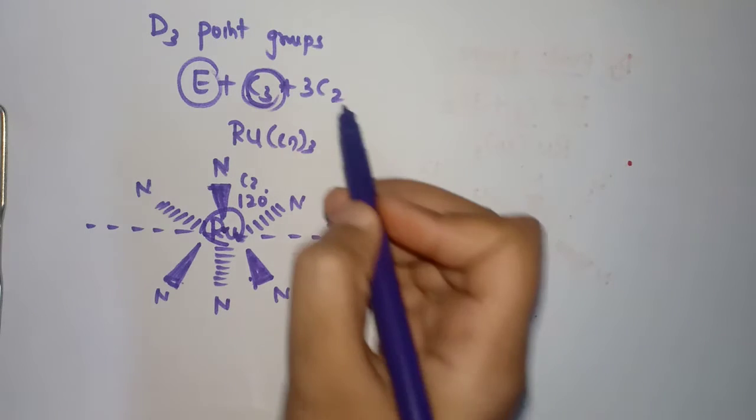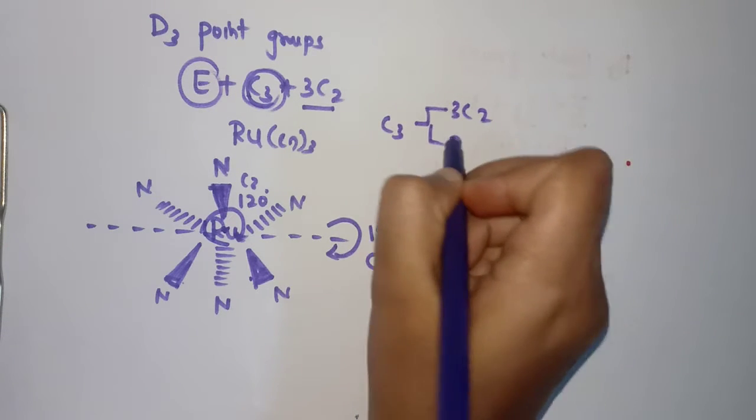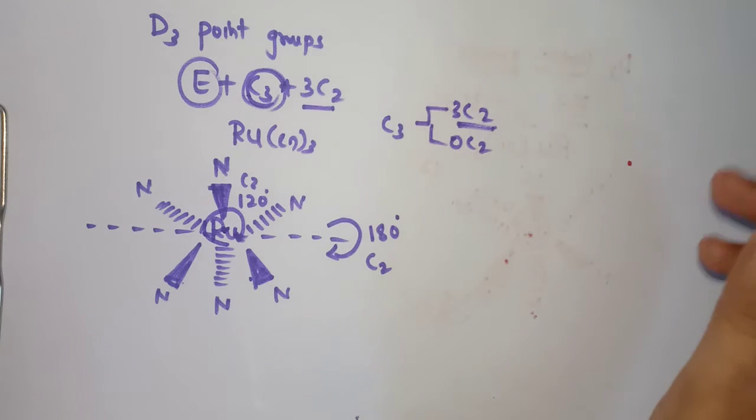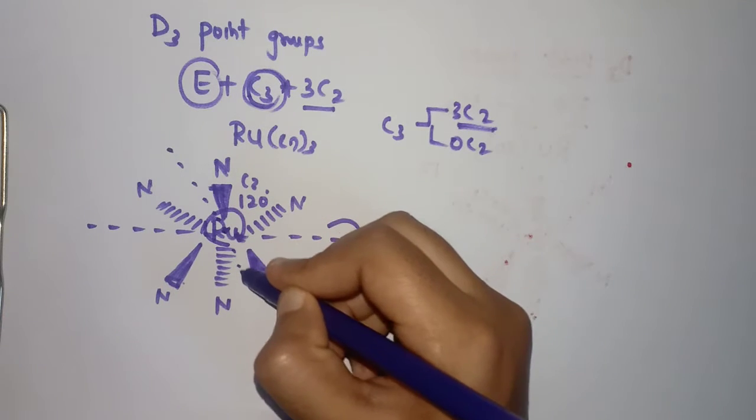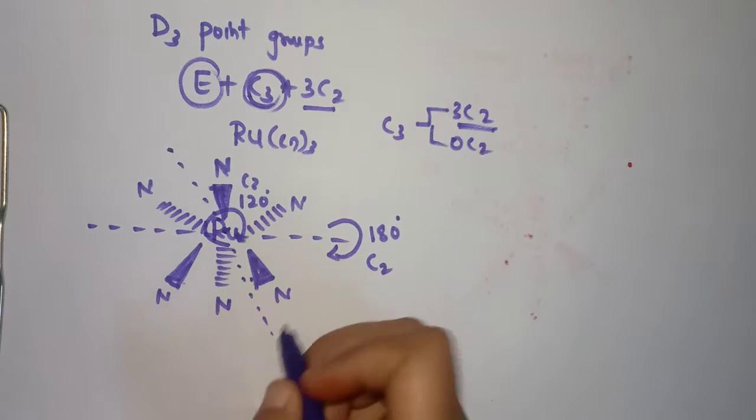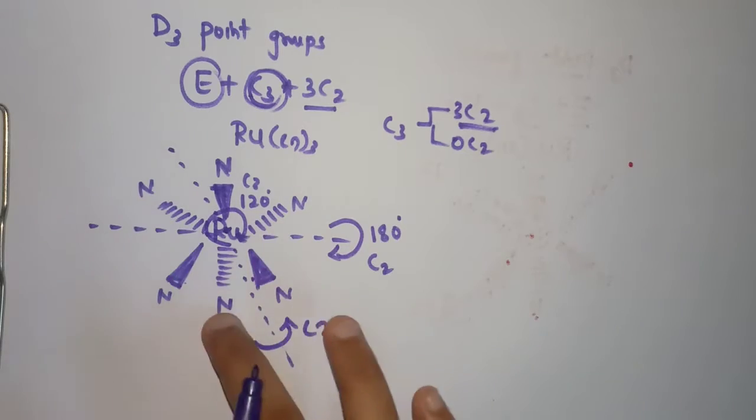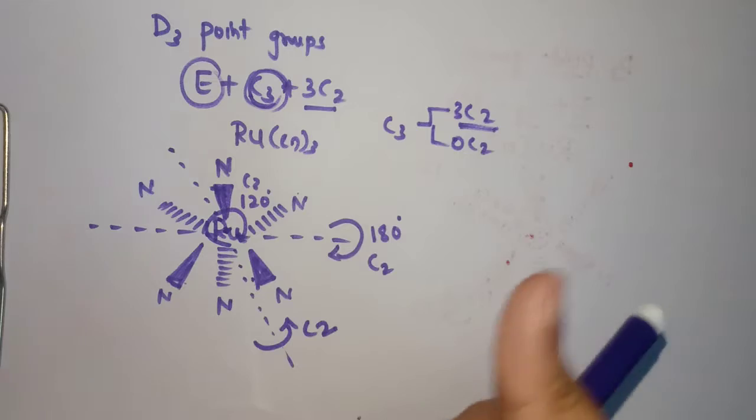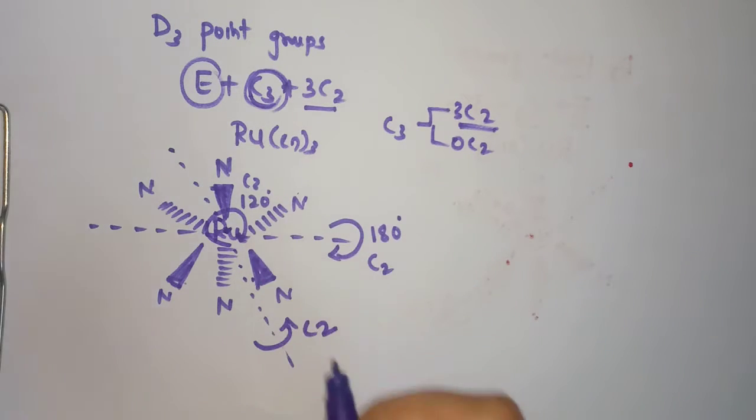If one C2 is present, directly we can write 3C2. We already know that if C3 is present, it will be 3C2 or 0C2. If we find one C2, it means another 2C2 will be present. So I will show another one here. If I pass an axis like this, these 3 nitrogens are on this side and these 3 nitrogens are on this side, and rotate it by C2 axis. Rotated by C2 axis like this, these 3 nitrogens will come on the upper part and these 3 nitrogens will come on the down part. And again, if I rotate it by 180 degrees, we will get a virtual configuration. It is another C2 axis.